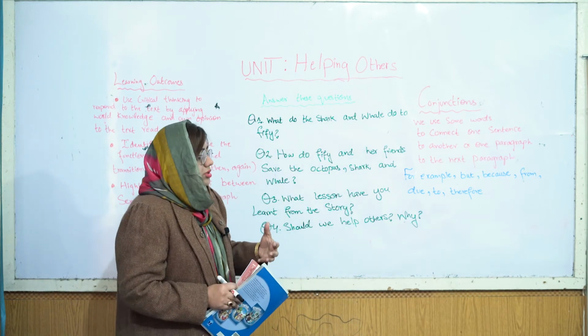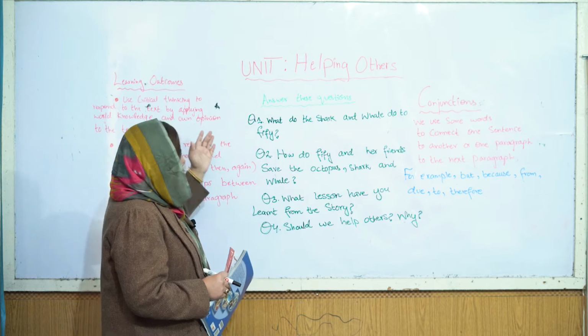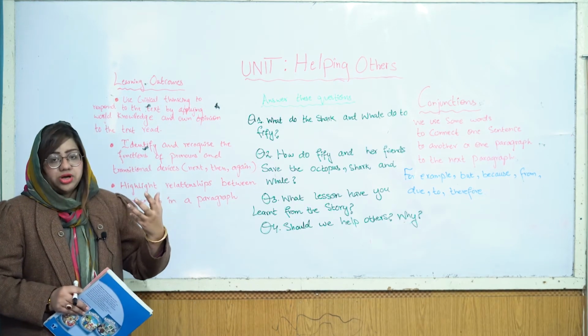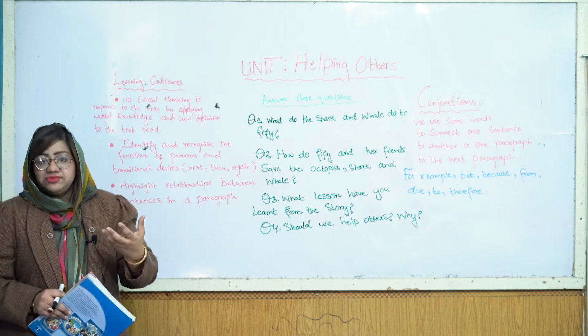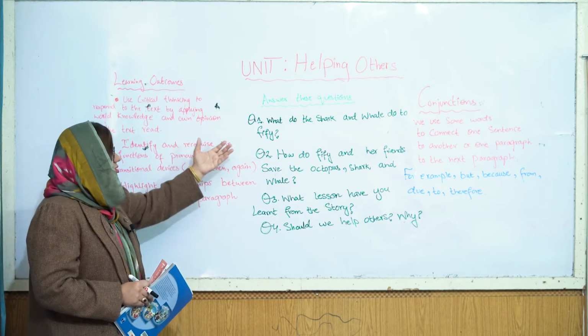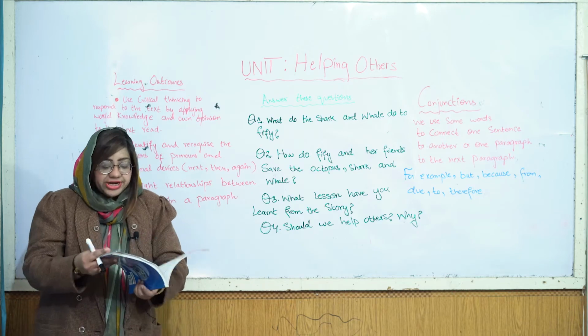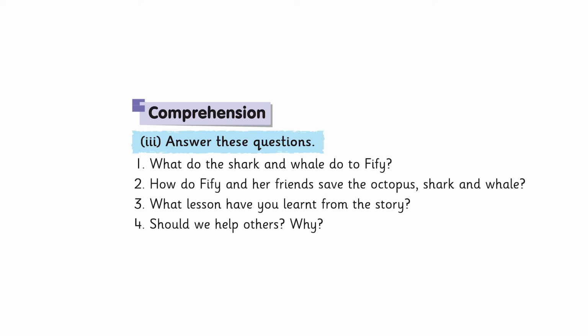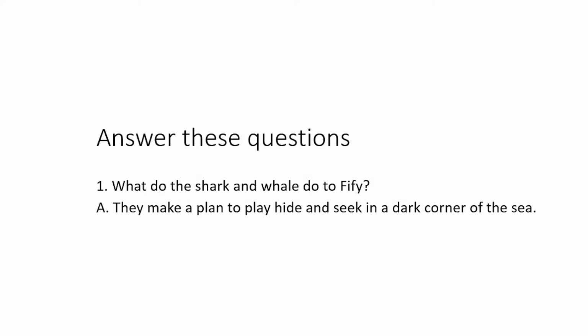Now, the learning outcome of this lesson is that we need to use the critical thinking that we have already learned in the text. We need to answer these questions that are already given in your book. Let's have a look at page number 6. Students, you need to open page number 6 and I'm reading the first question: what do the shark and whale do to Fifi? Let's have a look at the answer.